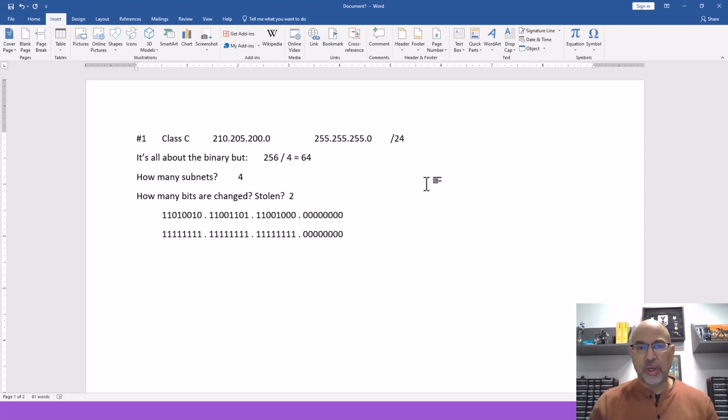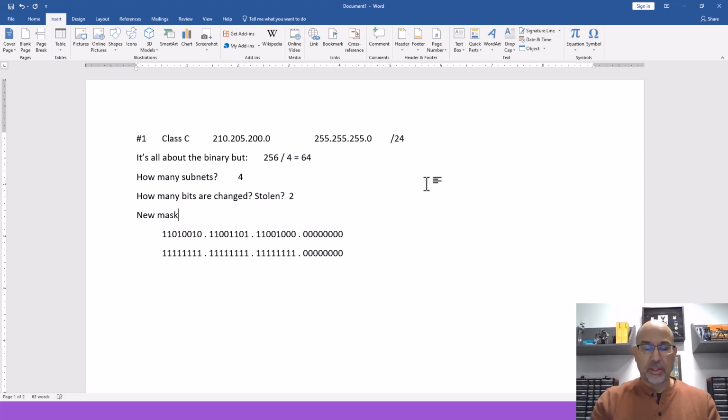Why do we steal 2 bits? Because there are 4 possibilities in 2 bits. So 00, 01, 10, and 11. Those are my 4 possibilities, and those are going to help me identify the host portion changes and the new subnet IDs. All right, so now the next question would be, maybe, what's the new mask?